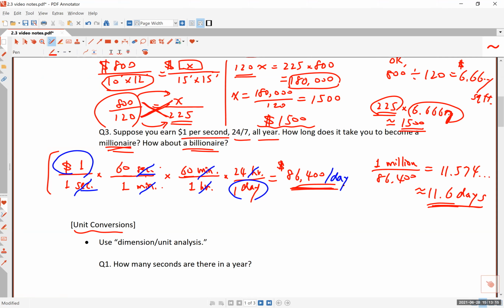The main part of this question that I want to emphasize is the difference between a millionaire and a billionaire. How long would it take for this person to become a billionaire? A millionaire and a billionaire both sound very rich to us, very far away from us. What's the difference between a million and a billion? Well, it's just an M and a B.